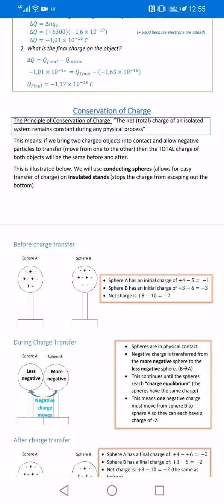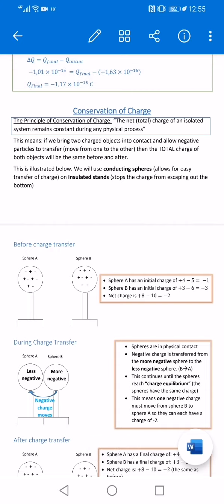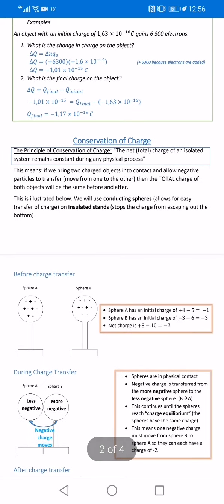So conservation of charge, this blue box you have to know, please. It's a formal definition. The principle of conservation of charge is that the net or total charge of an isolated system remains constant during any physical process. So if I have two objects with a charge each, it doesn't matter what I do with those objects, as long as I keep the system isolated, the net charge will always stay the same. If I bring two charged objects into contact and allow negative particles to transfer, the total charge of both objects will be the same afterwards as it was before.